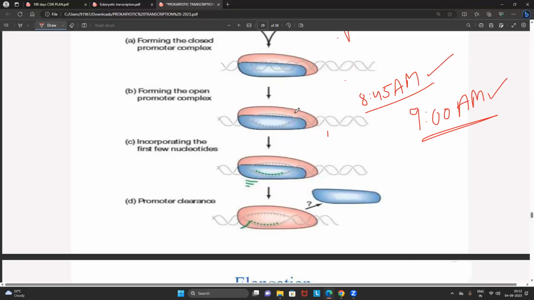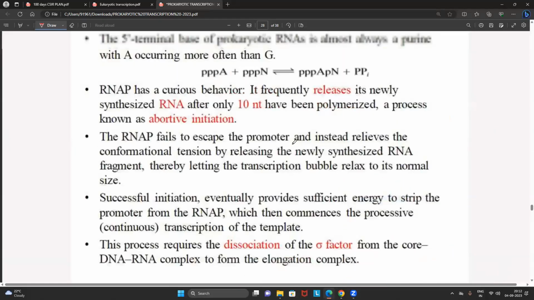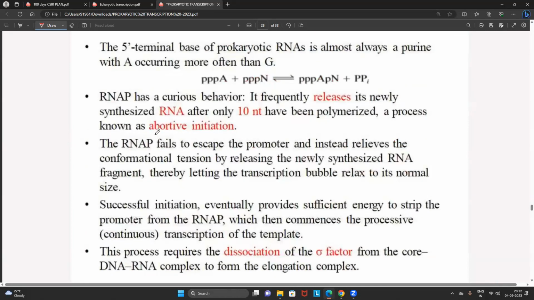The same kind of behavior, the RNA polymerase enzyme also tries to show. Before it reaches the INR region, it starts synthesizing the RNA in the form of small pieces. What do we call this kind of initiation? We can call it abortive initiation, because this initiation is never continued. It will stop immediately.